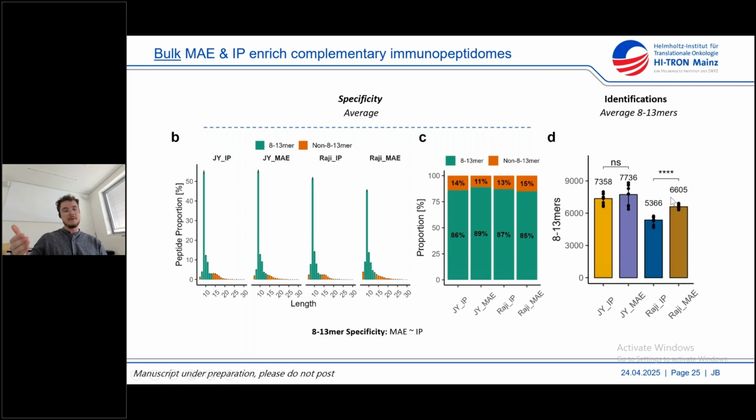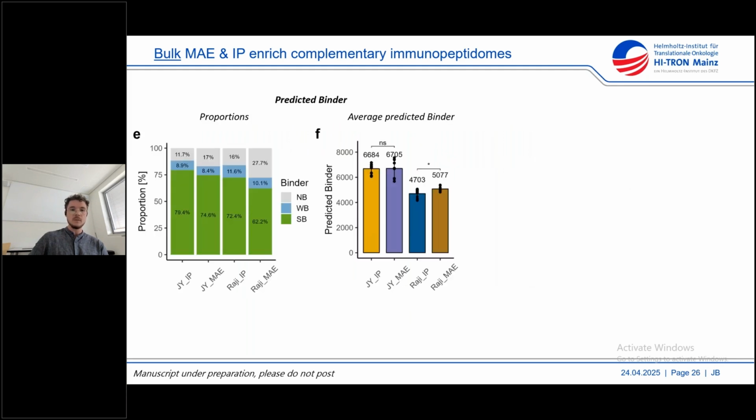And if we look at the average identification of 8 to 13 mers between IP and mild acid elution, for most cases, mild acid elution was performing almost the same as immunoprecipitation, but for Raji, even though the overall proportion was slightly lower, we identified more 8 to 13 mers, even with the mild acid elution protocol using beta-alanine.